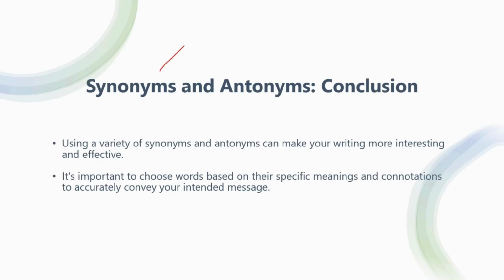Antonyms and synonyms: using a variety of words like synonyms or antonyms can make your writing more interesting and effective. It's important to choose a word based on its specific meanings and connotations to accurately convey your intended meaning. So connotations, as discussed previously, are contextual meanings. Some words have their dictionary meanings and they differ when used with contextual meanings.